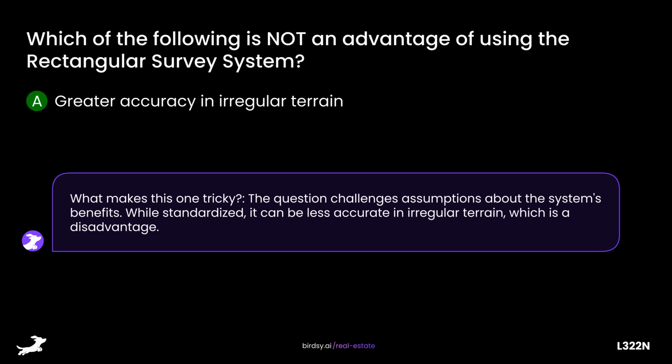What makes this one tricky? The question challenges assumptions about the system's benefits. While standardized, it can be less accurate in irregular terrain, which is a disadvantage.